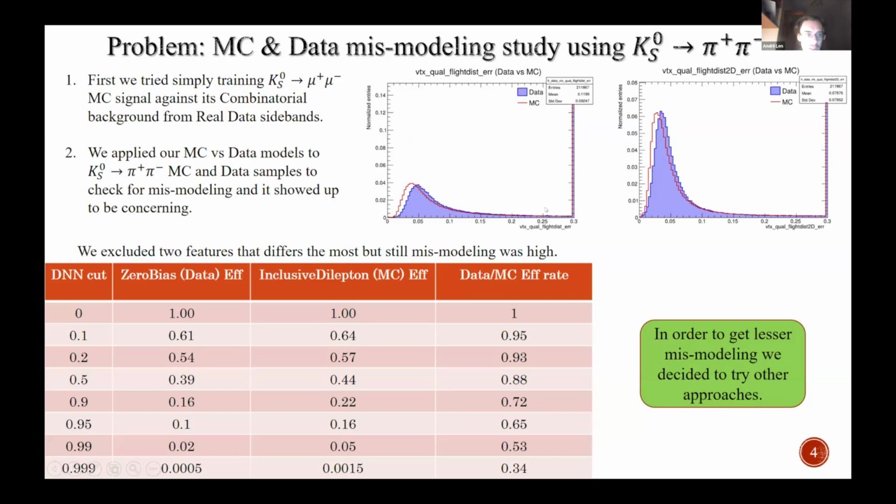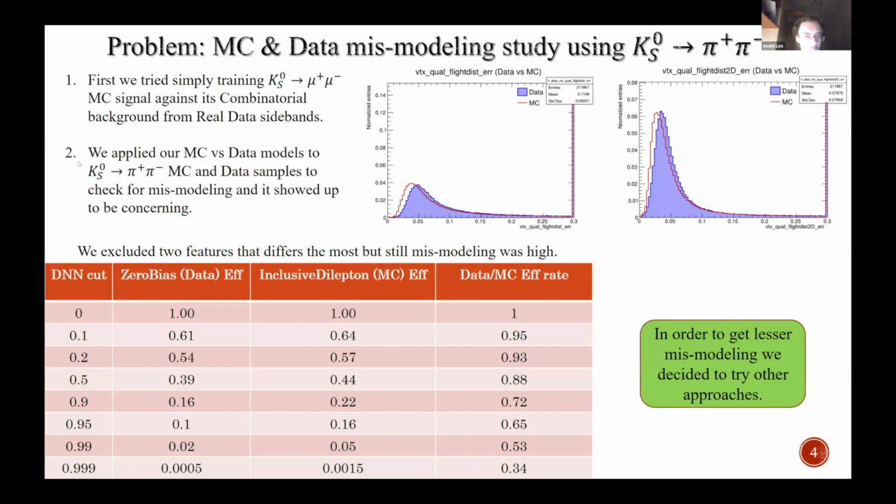Then we started with training a simple model which uses K-short to mu mu simulated signal against K-short to mu mu combinatorial background from real data sidebands. But after we trained this model, we started questioning to which extent our models are indeed learning to separate signal and background rather than separating simulated and real data. This is actually a pretty common problem in recent studies, and we know a lot of people who face it also.